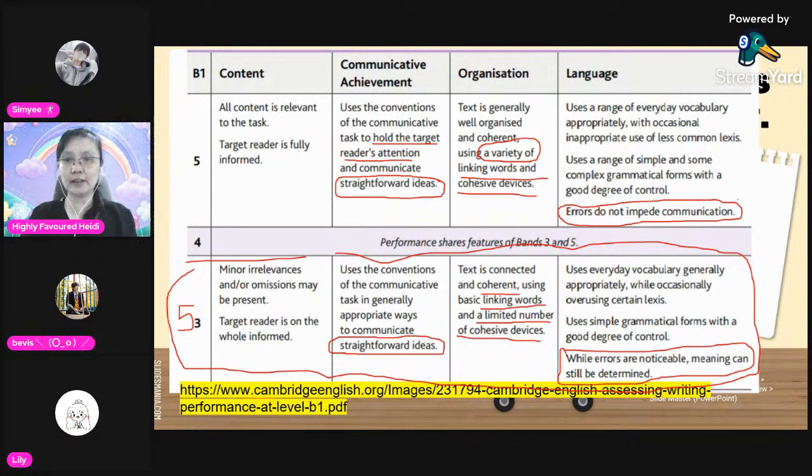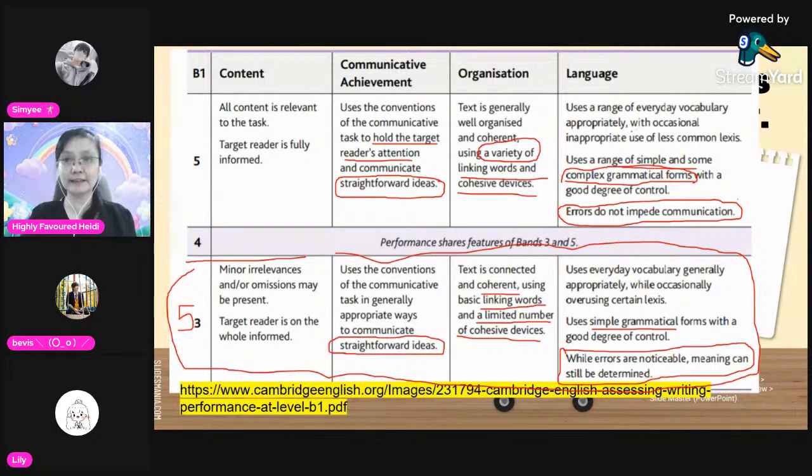Okay, then after that, this one includes simple and complex grammatical forms. Here only simple. Down here, only simple is sufficient. But here it started to include grammatical forms. Okay, after that, here you have the vocabulary part.